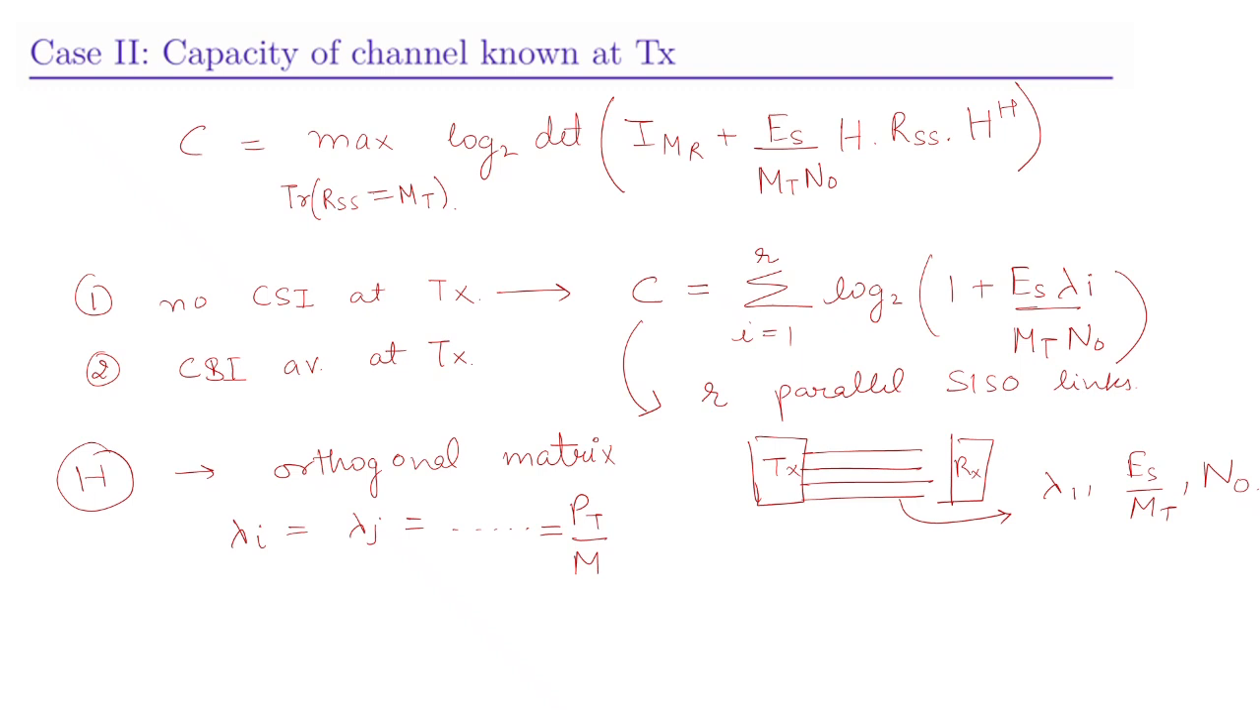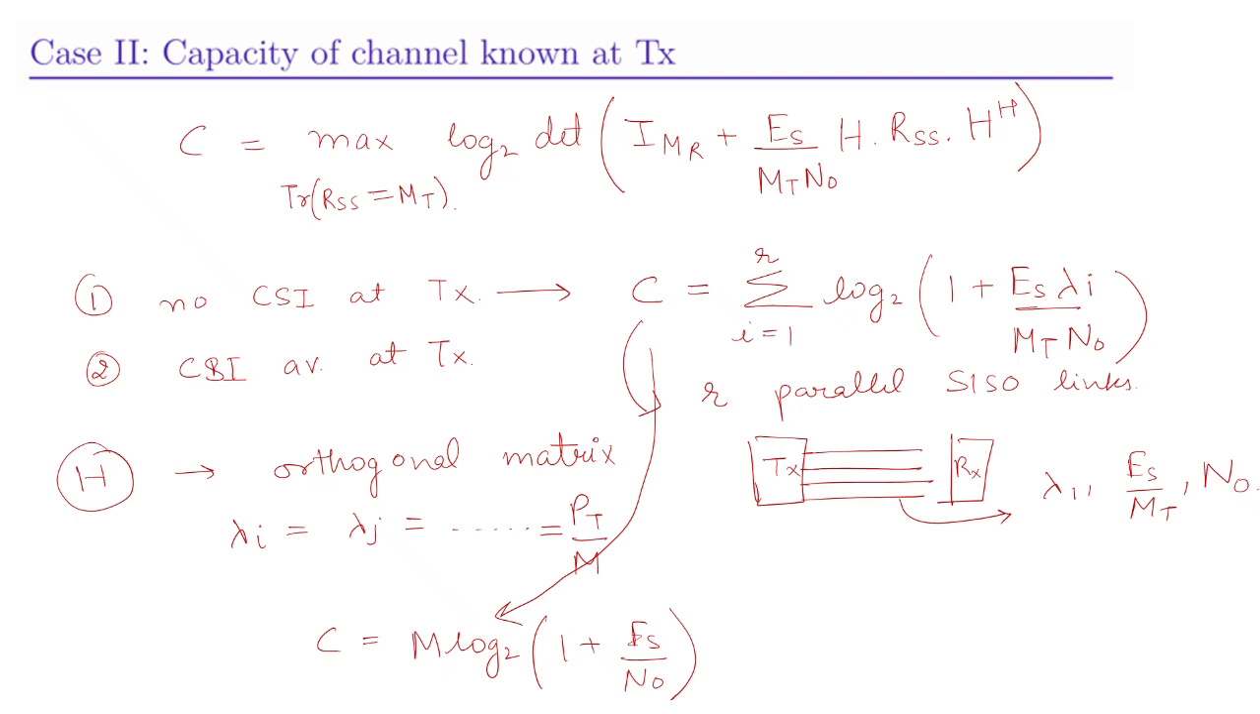As a result, the capacity expression becomes M times the capacity of a SISO channel, and then we can write this capacity expression as C equal to M log2(1 plus Es by N0). And the meaning of orthogonality says that a signal transmitted on any one of the channels does not have any influence on any other received channel.